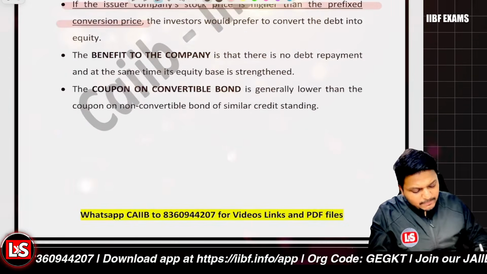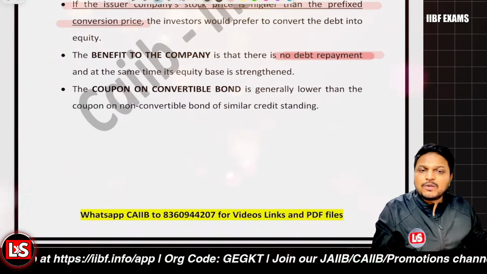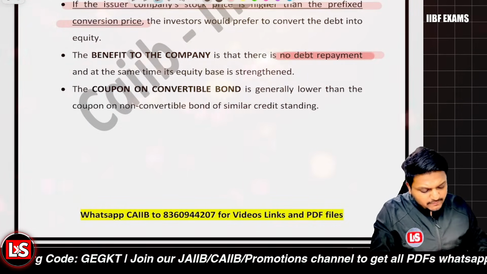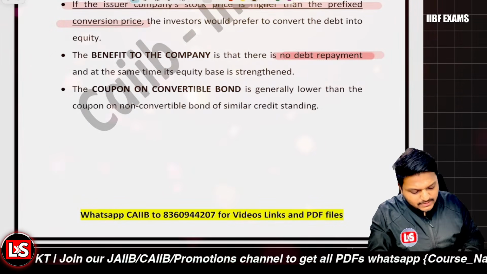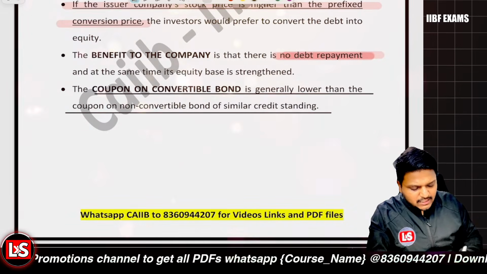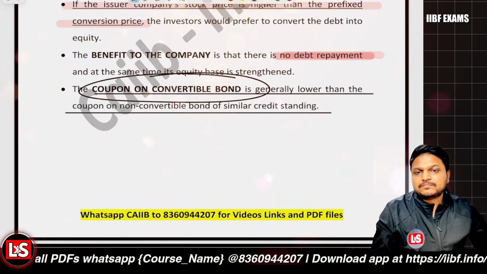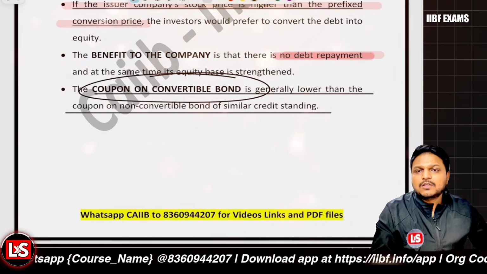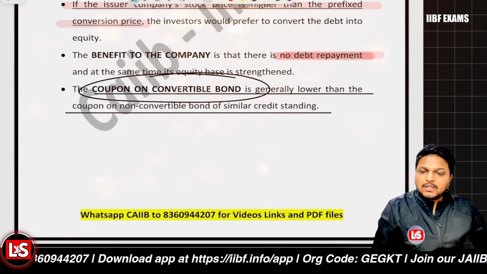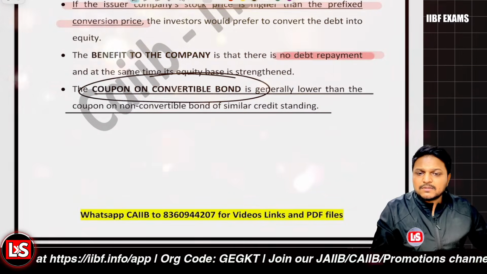And what is the benefit to the company? There is no debt repayment, like I told you, because the equity is not to be paid back, right? And further, the coupon on a convertible bond is generally lower. Coupon is the interest rate earned by the investor. Now, in case of convertible bonds, the coupon is comparatively on the lower side. Clear with it so far? If you have understood this particular concept, do confirm at the earliest.